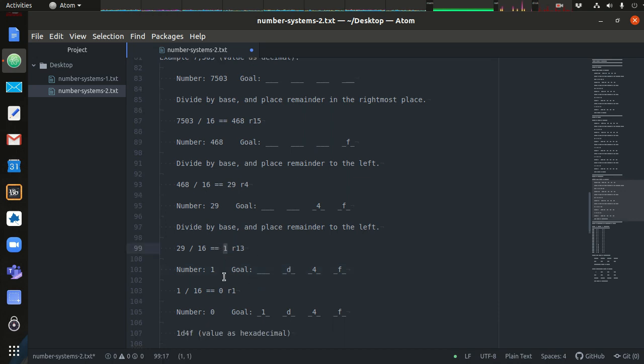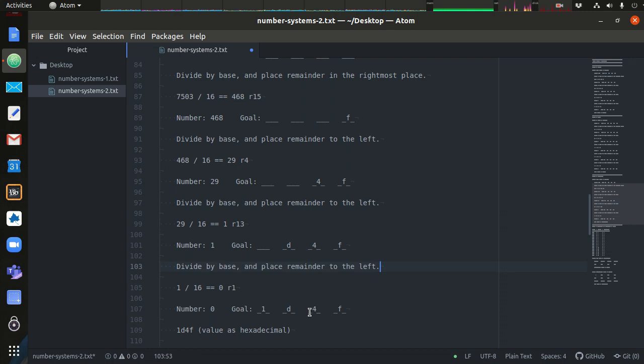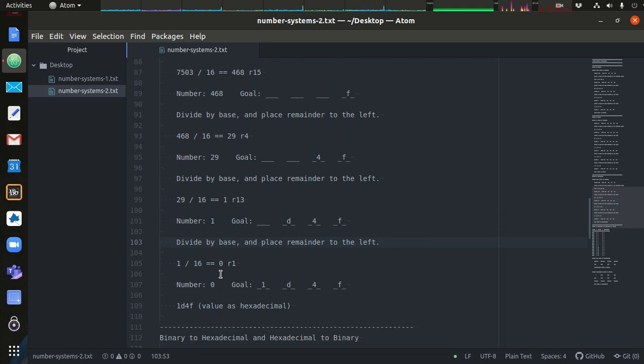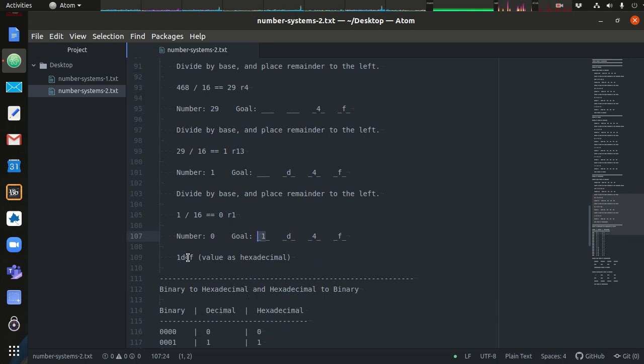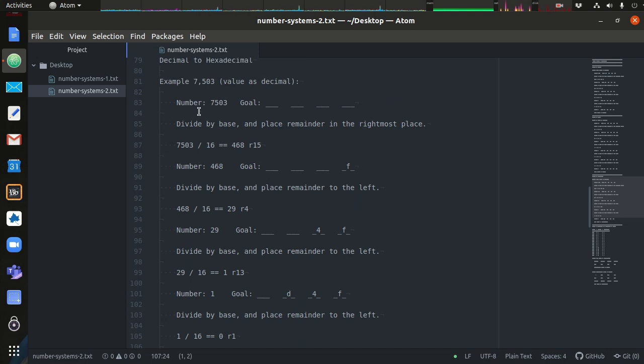We still have this 1 left over. We can only stop when we have a 0 here. Okay, so that's very important. So we have 1 left over. Divide by the base and place the remainder to the left. All right, 1 divided by 16. Well, that value is 0 with 1 left over, and we place that item here in that position. Okay, so 1D4F is the value of 7,503 as a decimal.